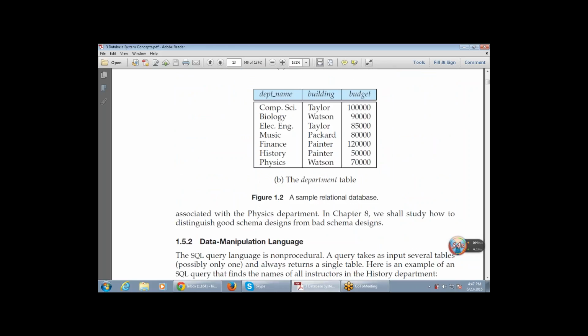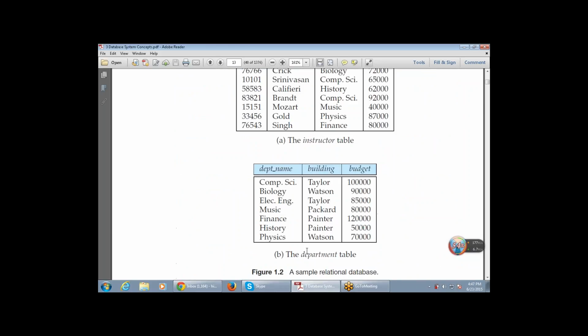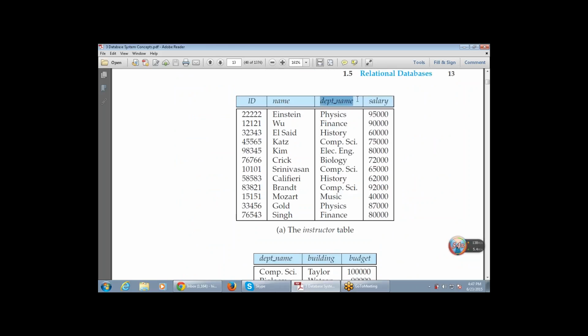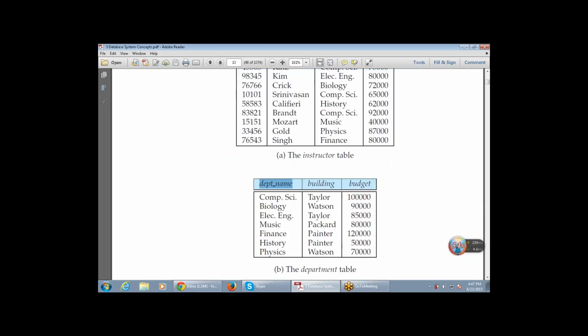These are examples of the relational model, that is, how these tables are interrelated with each other, because the department name is common in both the tables, the instructor table and the department table. So these tables are interrelated, and it can be represented by using the relational model. We can use the relational model to show the relationship between these two tables.